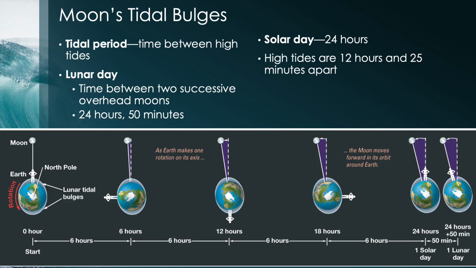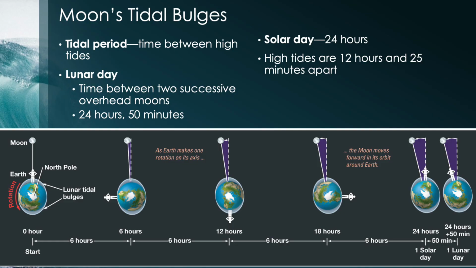But it turns out that because the moon is slowly orbiting the Earth, the high tides don't come exactly 12 hours apart. They actually come 12 hours and 25 minutes apart because it operates on a lunar day rather than a solar day. So our normal solar day is the time it takes for the Earth to spin on its own axis. But as the moon orbits around, if you look at the figure, you see that as the Earth executes one 24-hour rotation, the moon has advanced a little bit in its orbit, and so the Earth has to rotate for an extra 50 minutes to catch up to where the moon is.